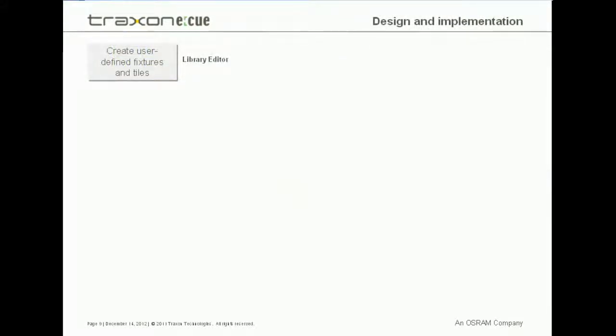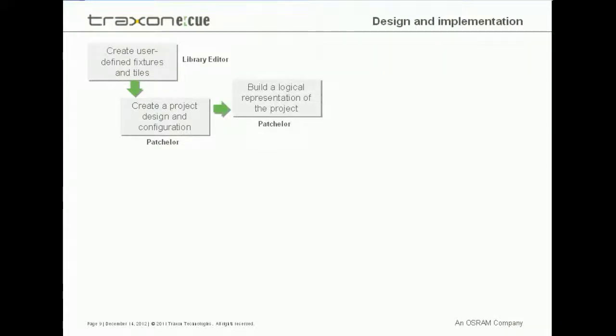This design and implementation cycle is nearly the same in all projects. The first step would be to create user-defined fixtures and tiles with the library editor. If you don't use user-defined fixtures, and if you use only elements from the predefined library, you don't need this step. In the patchler now, you create a project description. You place your fixtures in an area and you define how they are connected and to which DMX universes they are assigned, and so on and so on. You can also test the configuration of your project and the fixture configuration.